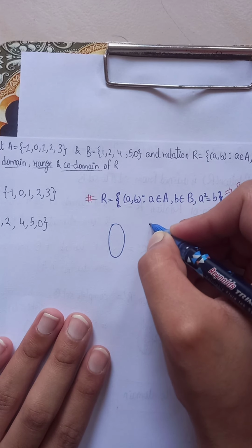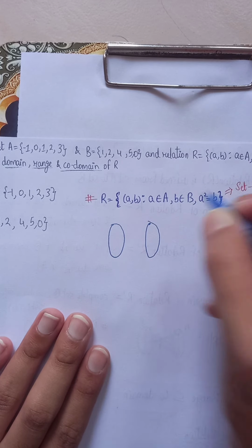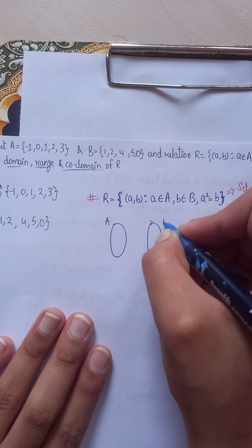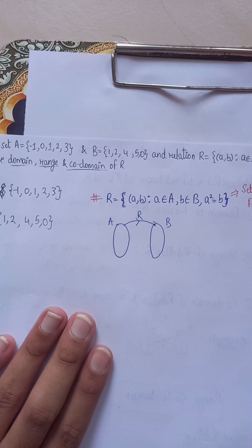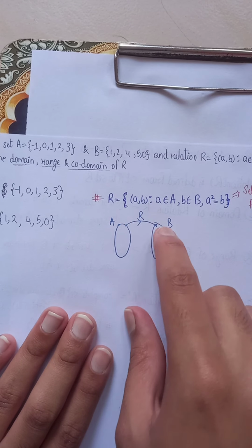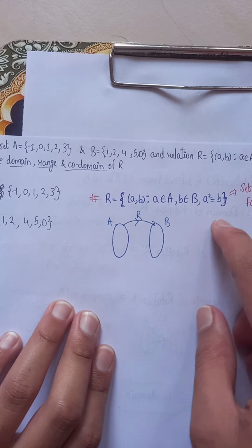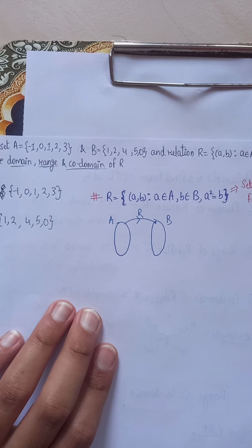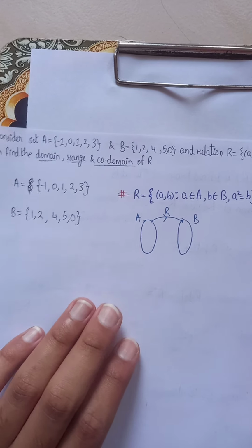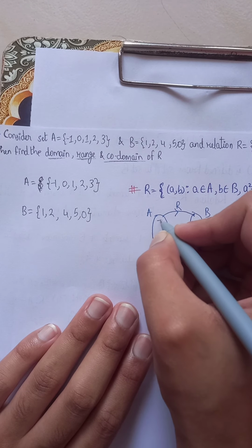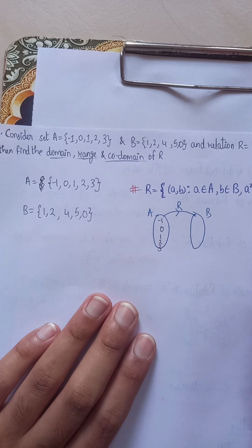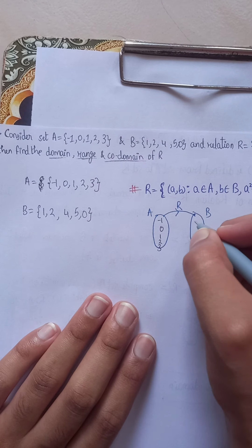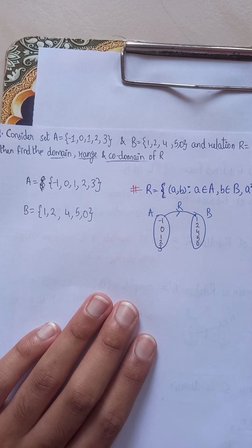So, this is set A, this is set B, and the relation R is defined such that R is from A to B. Now, what are the elements under set A? -1, 0, 1, 2, and 3. And what about the elements in set B? 1, 2, 4, 5, 0.